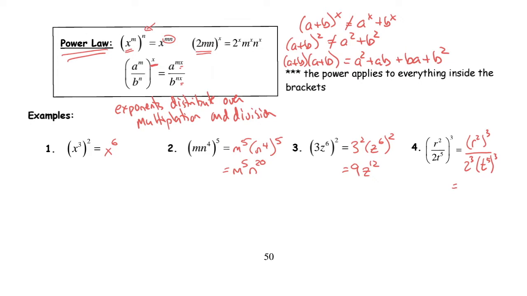So in the numerator, this is r squared cubed, which is going to be r to the 6th. 2 cubed in the denominator is 8. And t to the 5th cubed is going to be t to the 15th.